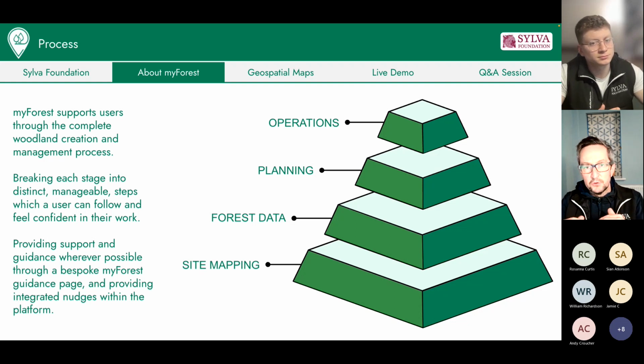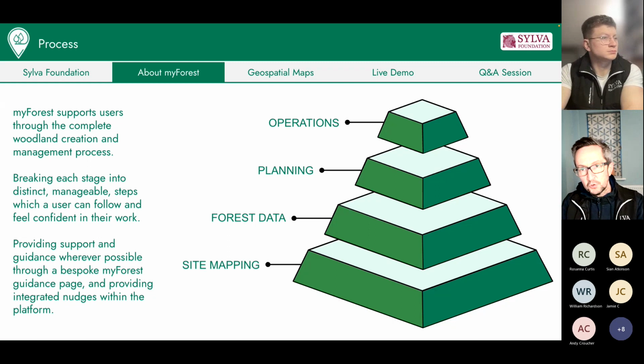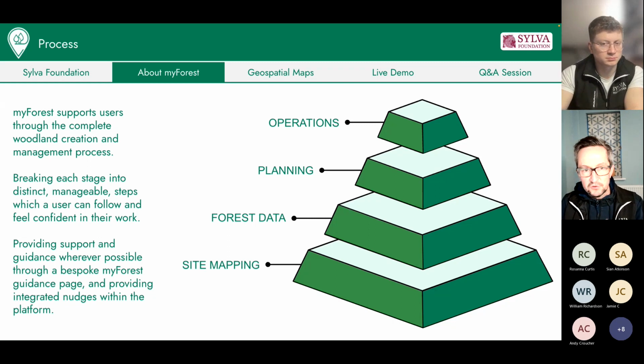You can then use that to do your planning work, whether that's generating a management plan for approval, or creating an application to get a felling license. And then finally, you take that information and you can use that in the woodland operations. And again, George is going to show you how you can start to use this new functionality we've created in woodland operations. Next slide.